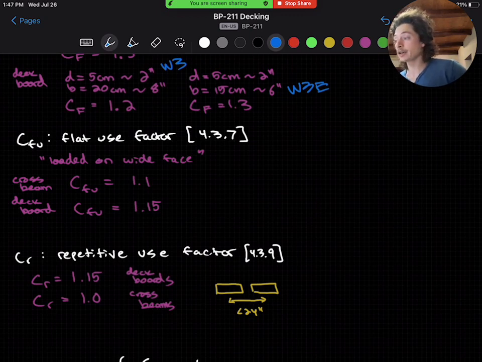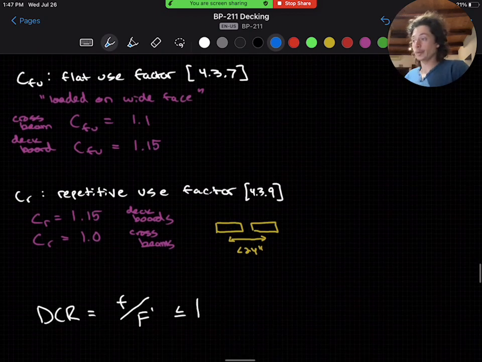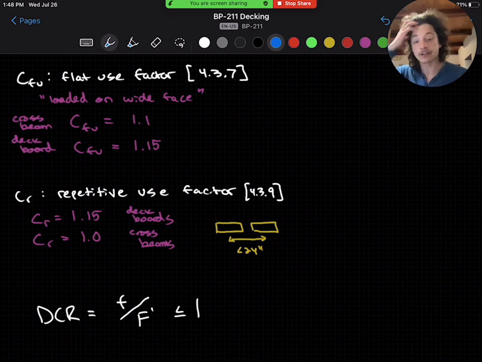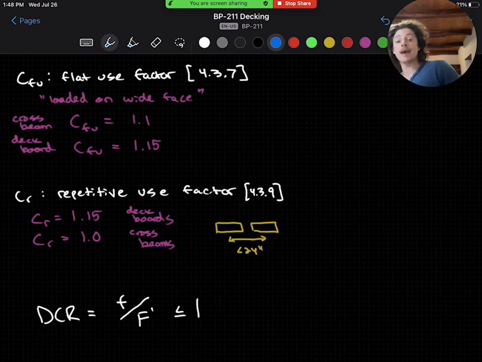And finally, we can compare our capacity to our demand, which will be compared by our demand of lowercase f to our capacity, uppercase F prime, and that will be our DCR, or demand capacity ratio, which is really similar to just a calculated factor of safety. And we want to make sure that is less than or equal to 1. So we have less demand than we have capacity. So we are under 1, we are not over our capacity.